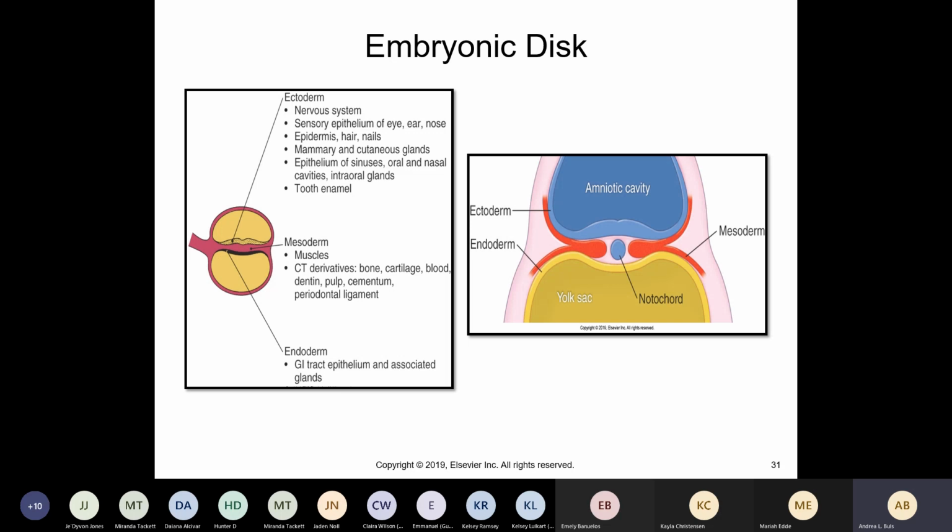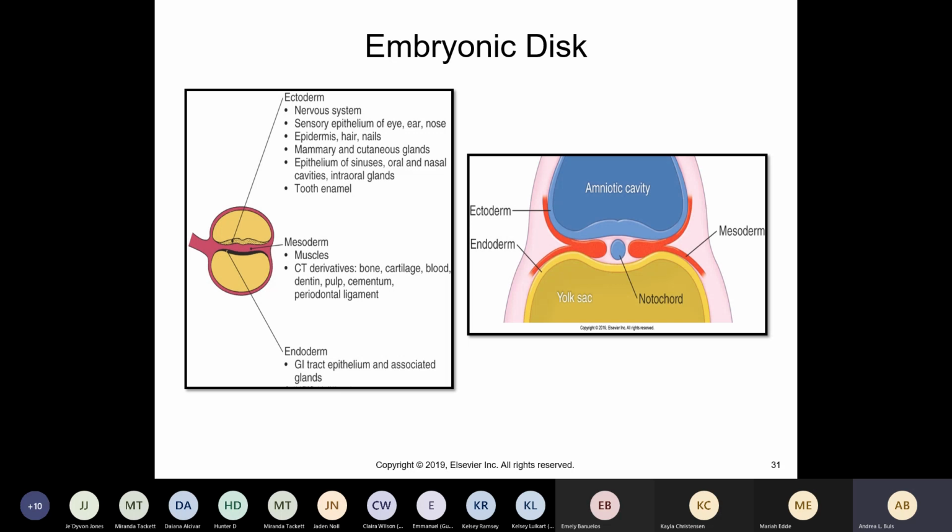Ecto, when I think of ecto, I think of outside. So it is the epidermis, so the skin, the hair, the nails, tooth enamel. Those kinds of things all develop from the ectoderm. There are a couple of other things that develop from it: the nervous system, sensory epithelium of the eye, ear, nose, mammary and cutaneous glands, the epithelium of the sinus and oral and nasal cavities. But I think of the ectoderm more as outward things.